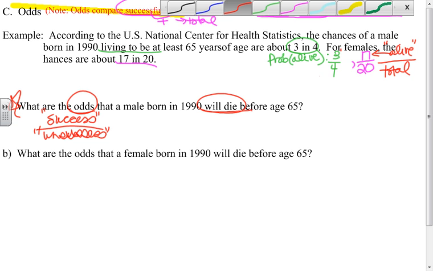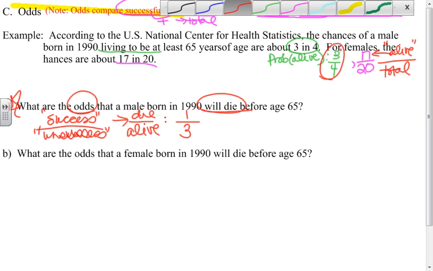So if our probability for men was 3 are alive and 4 are total, our will die is our success, and alive is our unsuccessful. So out of those 4, 1 has died and 3 are alive. Those are your odds, 1 to 3.